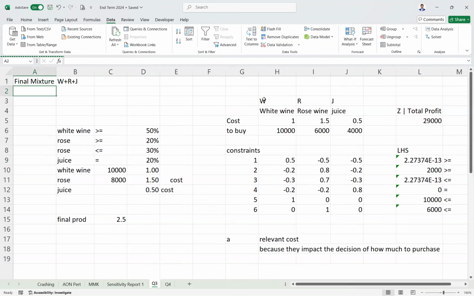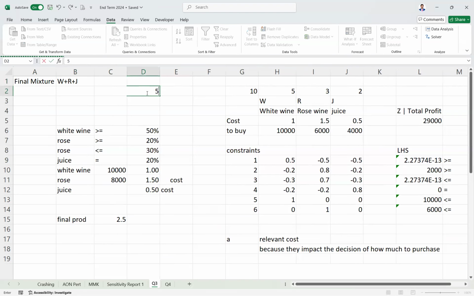Suppose W is 5, R is 3, and J is 2. How many liters of mixture have you formed? 10. Now they said W should be 50%. How will you check whether it is 50% or not? 5 by 10. Why 5 by 10? 5 is how much W is, and 10 is the total liquid value. Correct? That is understood, right?